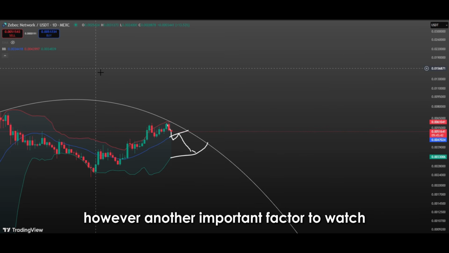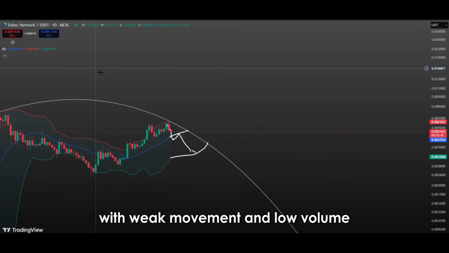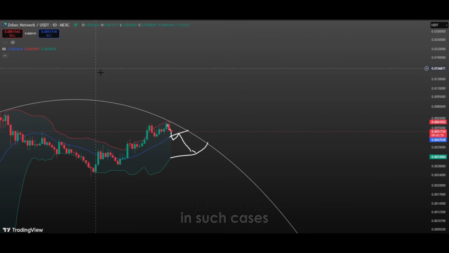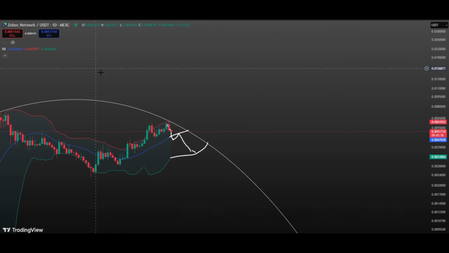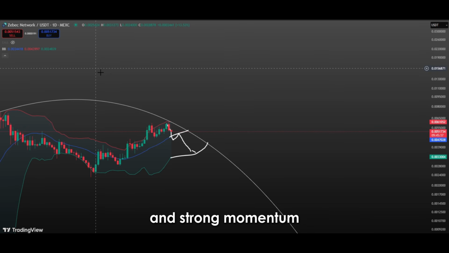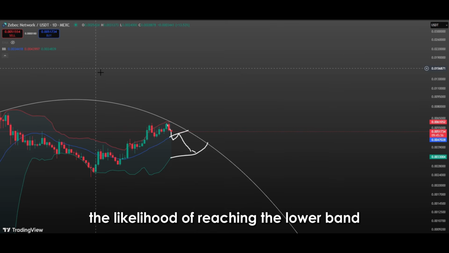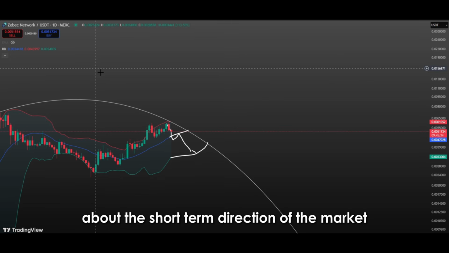However, another important factor to watch is the strength of the break. If the price breaks the middle band with weak movement and low volume, the move may not be sustainable. In such cases, the price might quickly move back above the middle band. But if the break occurs with high volume and strong momentum, the likelihood of reaching the lower band becomes much higher. Such breaks in Bollinger Bands often provide important clues about the short-term direction of the market.